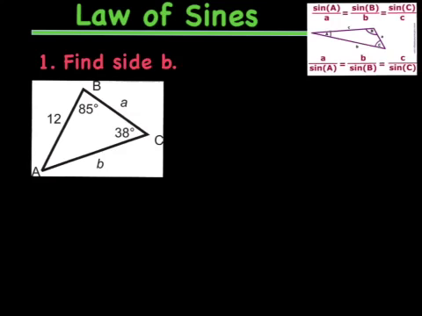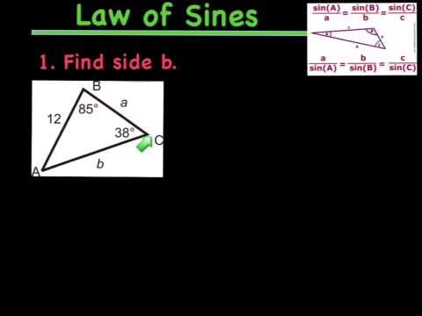Okay, so you're going to write this in your notes section in your vocab book. For this problem, we're looking for side B. Well, we can't use Pythagorean theorem because it's not a right triangle. It's just some regular old triangle. We have to use law of sines. So we're looking for side B.